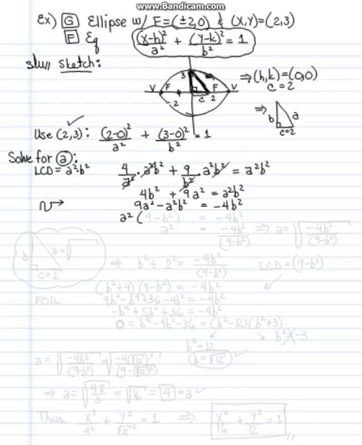Factor out the a squared. It was (9 minus b squared) equals the other side. Okay, divide both sides by the coefficient of a squared: negative 4b squared over 9 minus b squared. So that implies that a is equal to the square root of this expression, negative 4b squared over 9 minus b squared. Okay, next we're going to use the triangle.